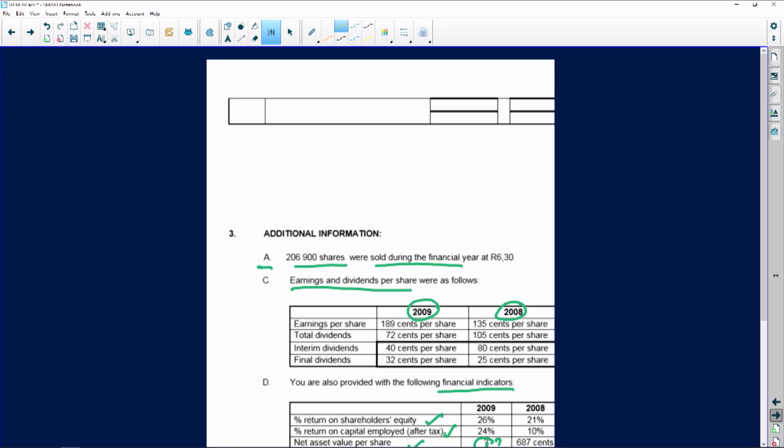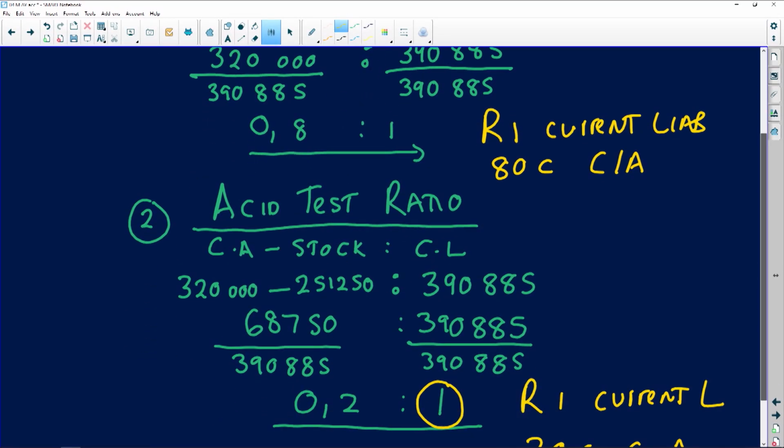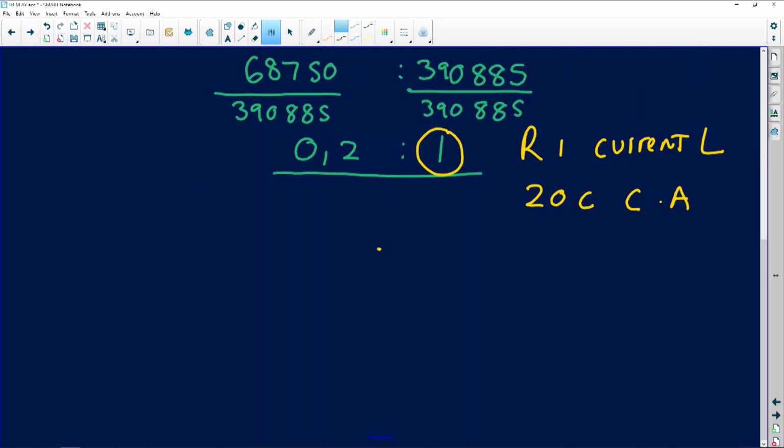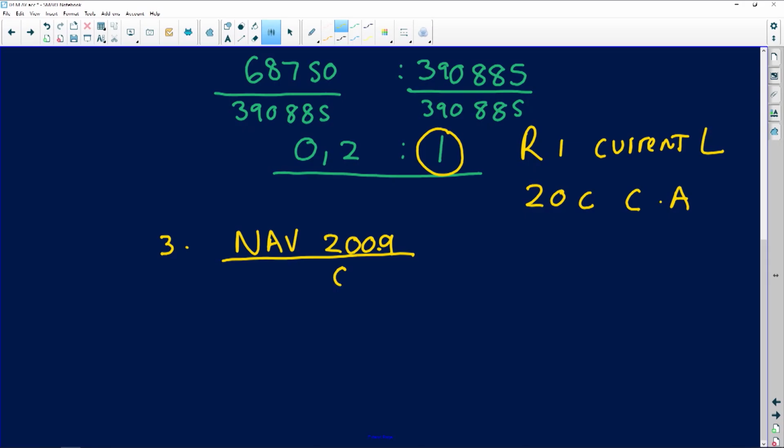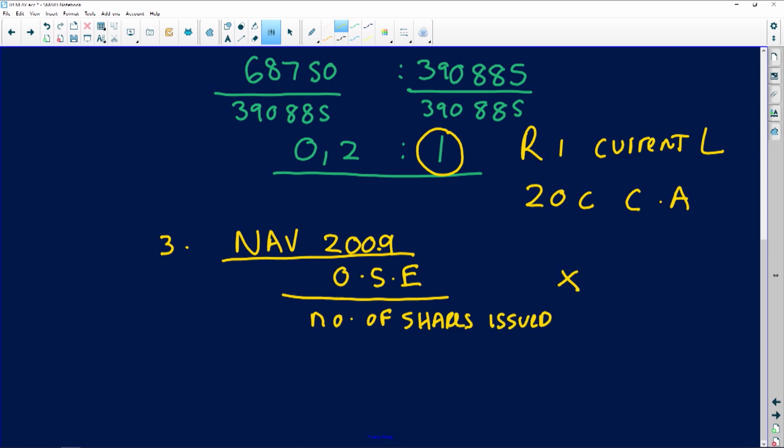So let's go back to our answer sheet and let's do the net asset value. Just want to extend that page quickly. Right, so question 3, NAV, net asset value, again for 2009. So remember guys, the net asset value, you are taking your ordinary shareholders' equity and you are dividing this by the number of shares that were issued. So number of shares issued at the end of 2009 times 100 if we want our answer to be in cents.